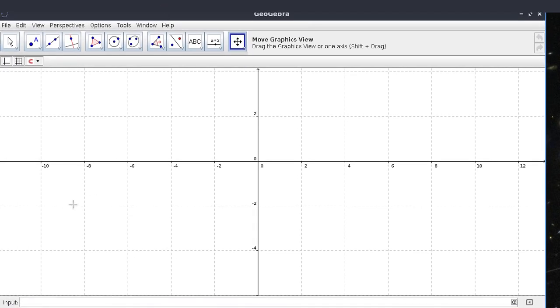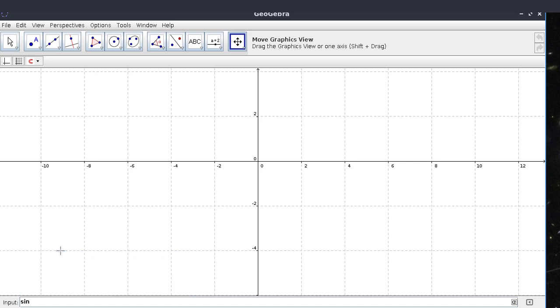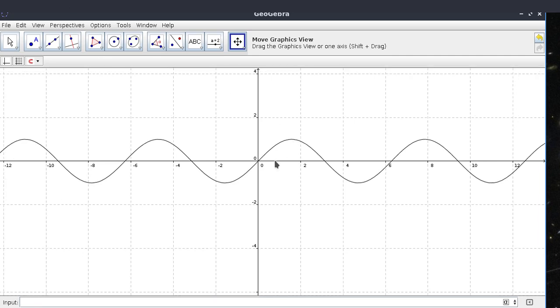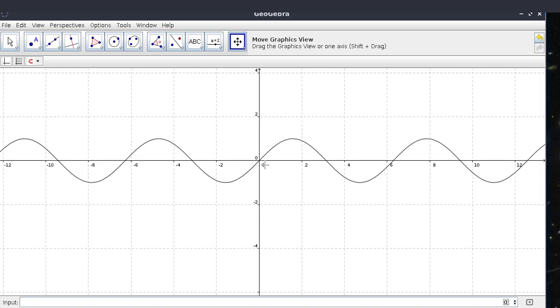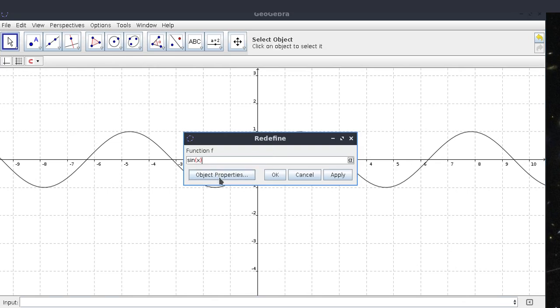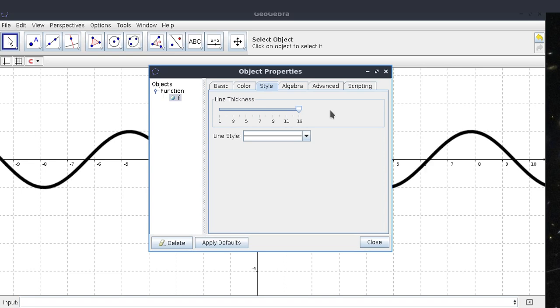Here, let me put in the sine of x. Okay, so this is sine x. Can zoom in a bit. Now I'm going to make it thicker so that we can see it. All right, good.